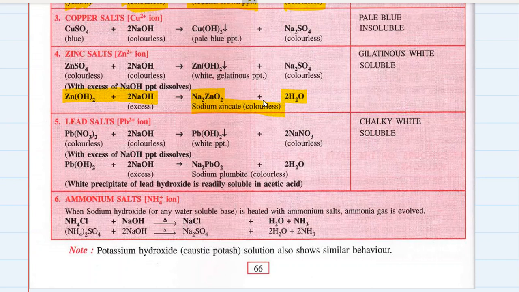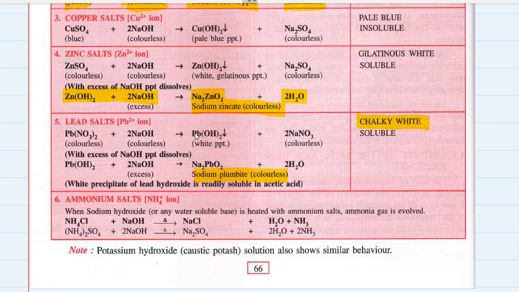When you add sodium hydroxide or alkali to it, it forms a white PPT. These are actually chalky white, not gelatinous white. And in excess of sodium hydroxide, the PPT dissolves. It forms sodium plumbite. Just like sodium zincate is formed here, we get a complex salt, sodium plumbite.